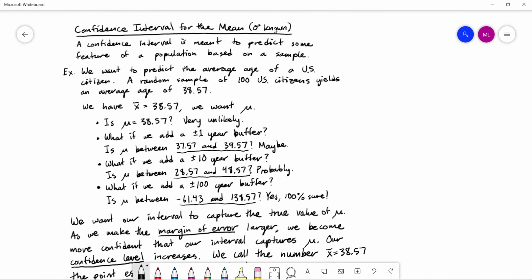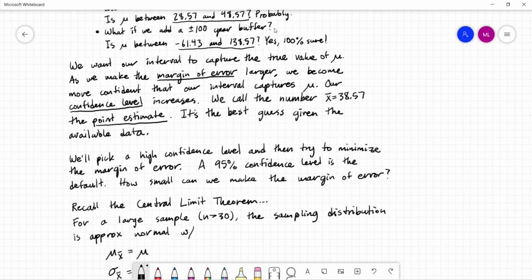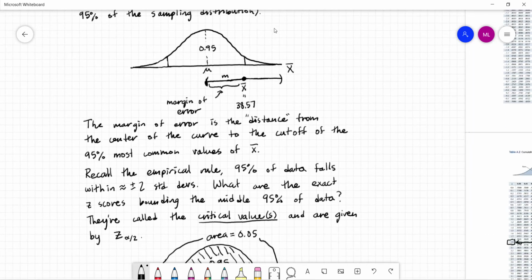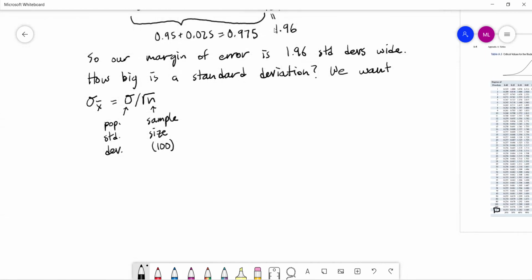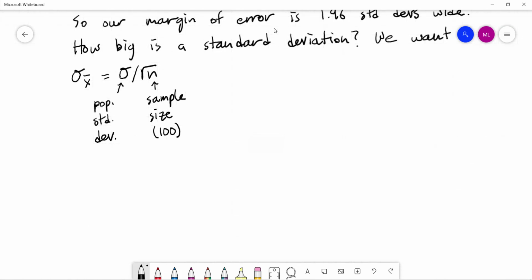So this is kind of the weird thing. In all of these problems in this section, sigma will be given. Let's say that sigma is 20 years. The standard deviation of the age of US citizens is 20 years. Why is it weird that we would know this value, sigma?